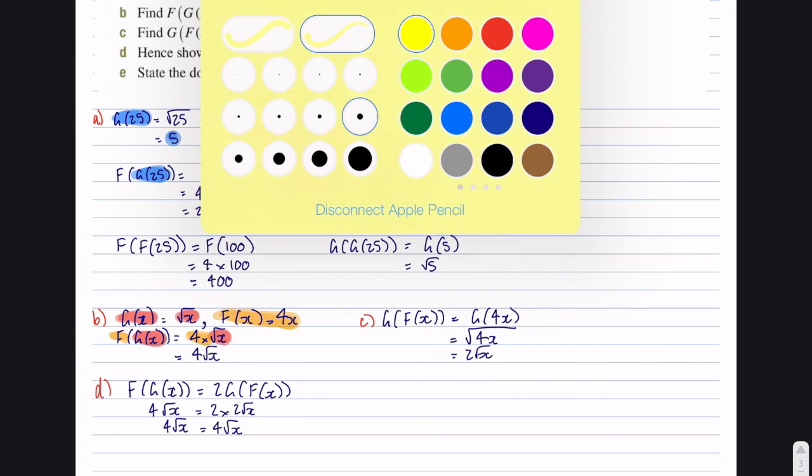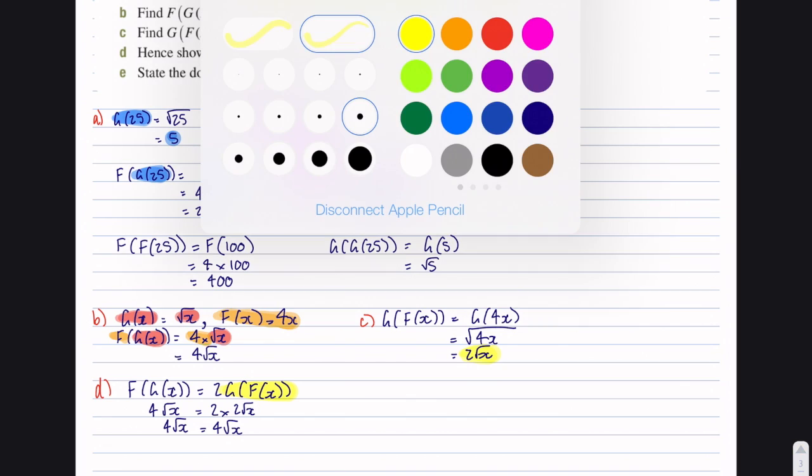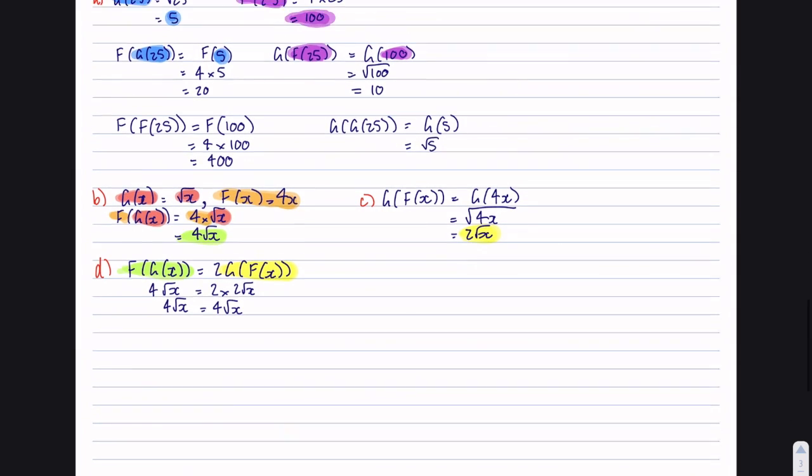So just to color code and show you where I came from. There. And the 2 came from the question.